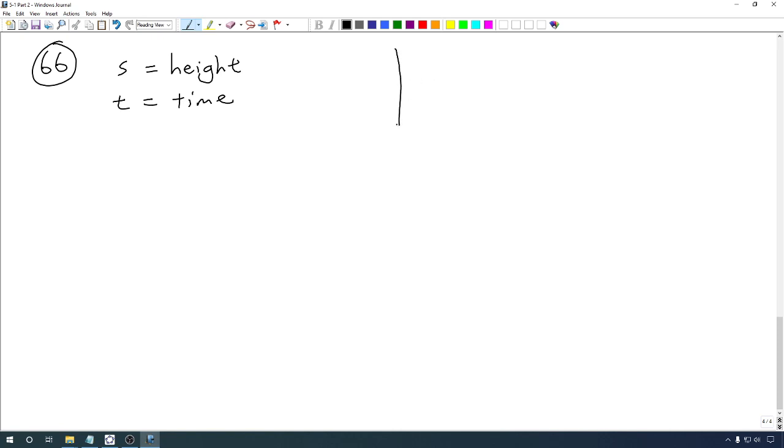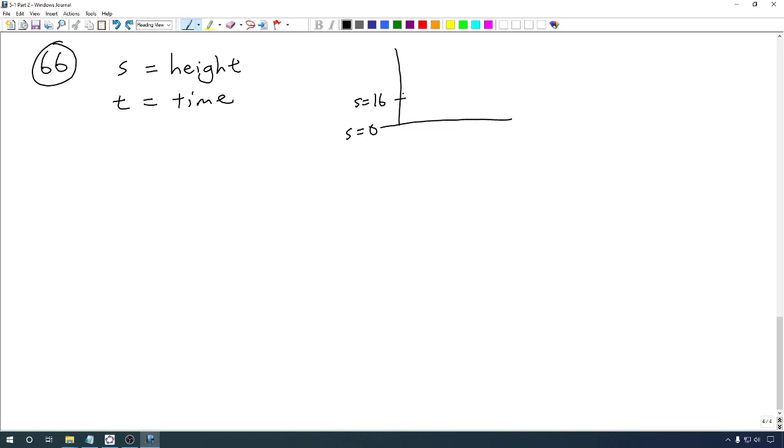So we have our ground here at s equals 0. We have an initial height of s equals 16 that we throw it from. So when time t equals 0, we're at a height of 16. That was our initial height. The ball is thrown up in the air.